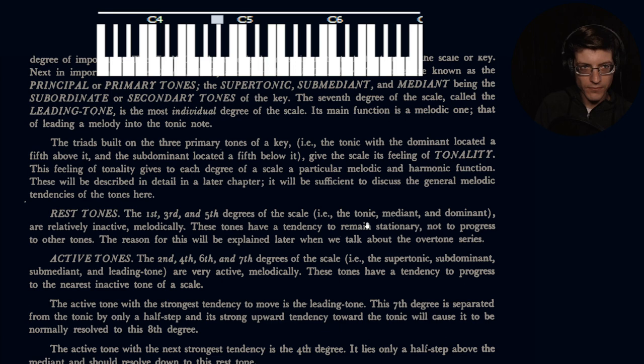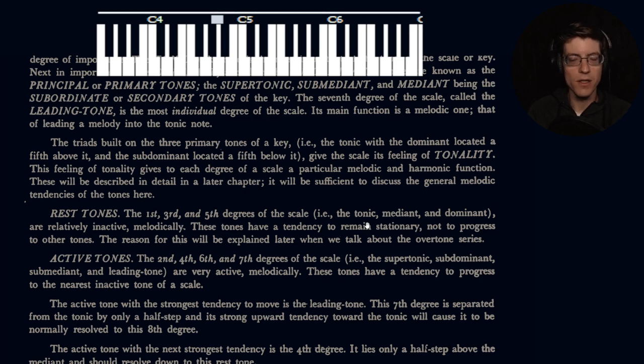There we go. And so they were talking about the triads built on the three primary tones of a scale, i.e. the tonic with the dominant located a fifth above it, and the subdominant located a fifth below it, give the scale its feeling of tonality. This feeling of tonality gives to each degree of a scale a particular melodic and harmonic function. These will be described in detail in a later chapter. It will be sufficient to discuss the general melodic tendencies of the tones here.